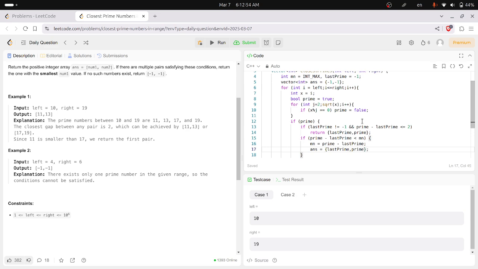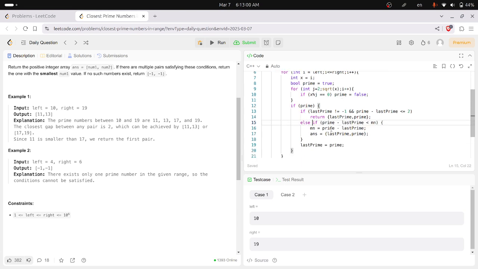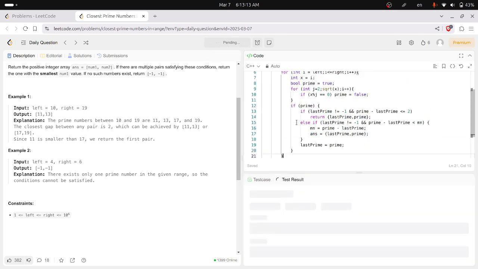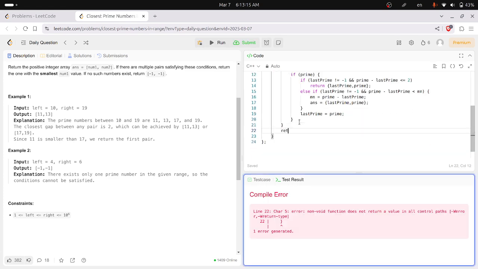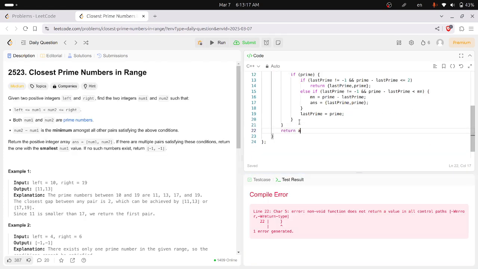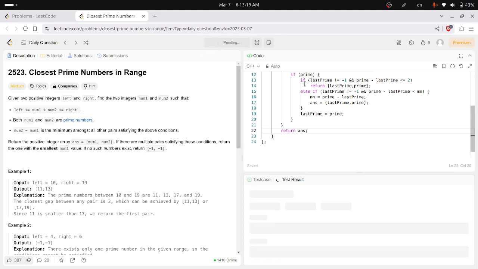So I can write else if. If that's not the case, then I will have to also put it here. Yes, that should work. Okay, I will have to return the answer variable. Okay, now let's see.